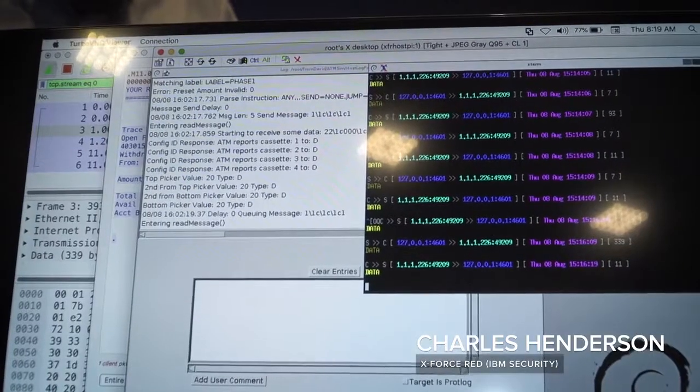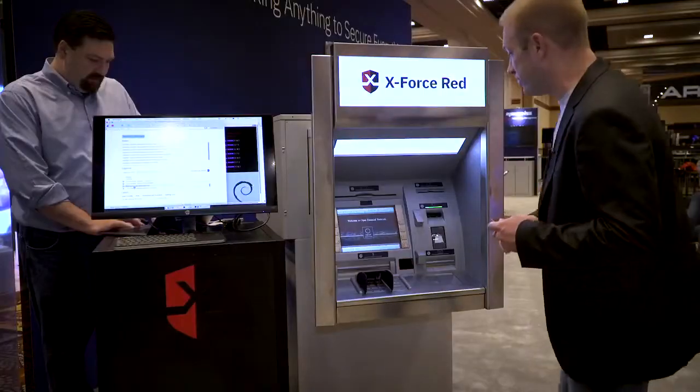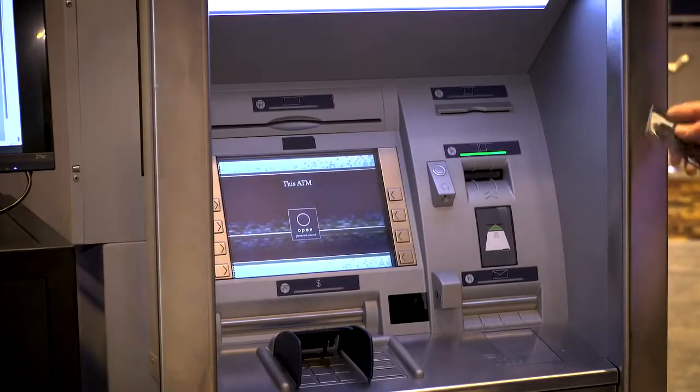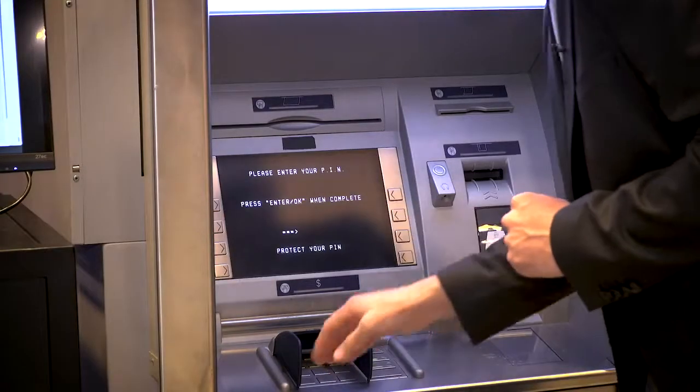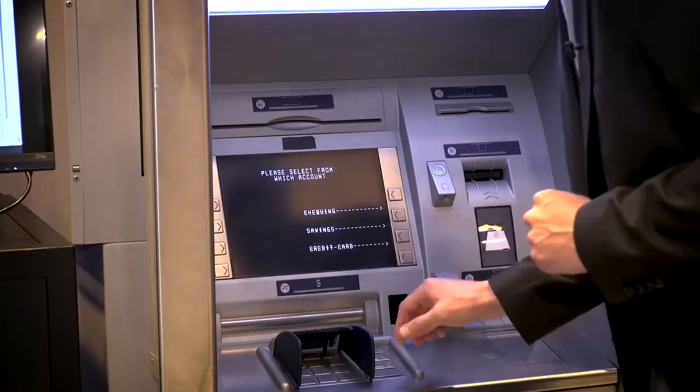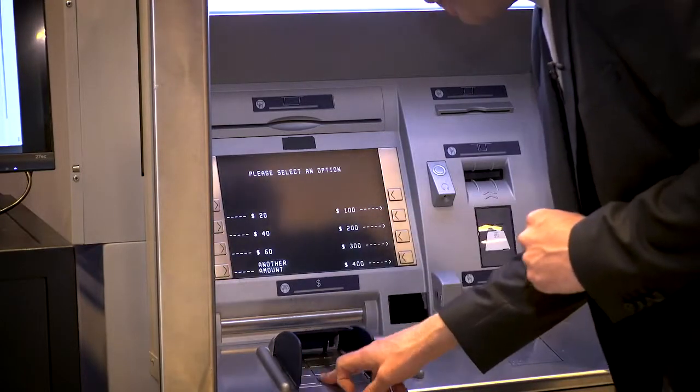Think of it as the IT technician for this crime. This is just a standard ATM. So I'm going to withdraw $40 from this ATM. Select English, enter PIN. I'm going to make sure to protect my PIN. I'm going to do withdraw checking for 40.